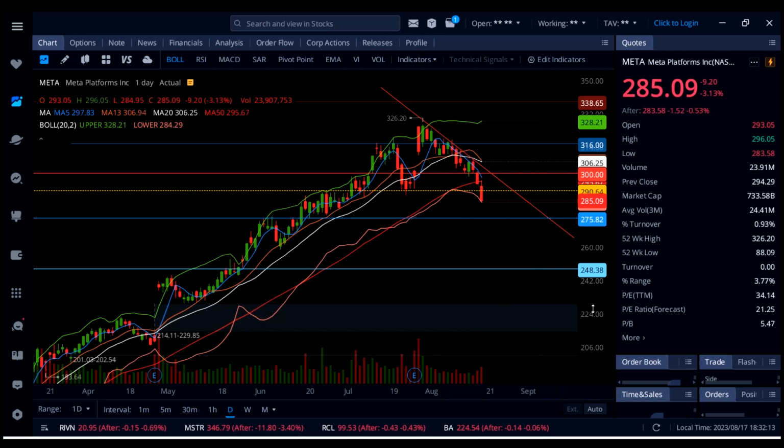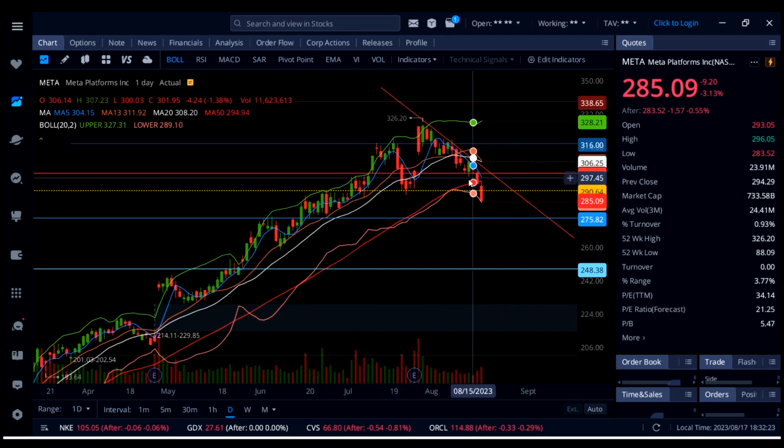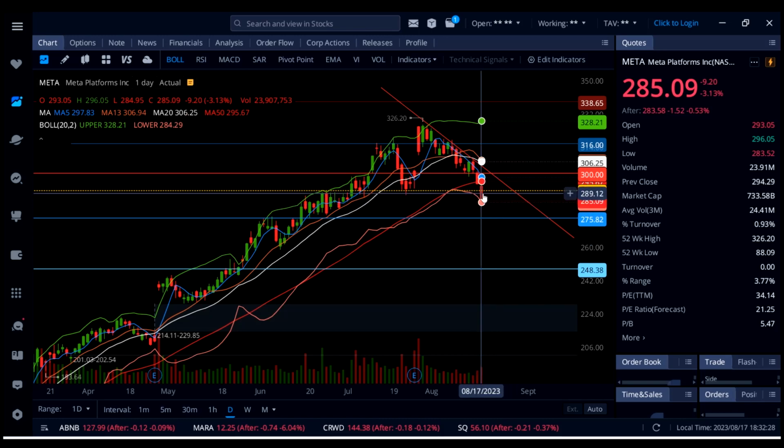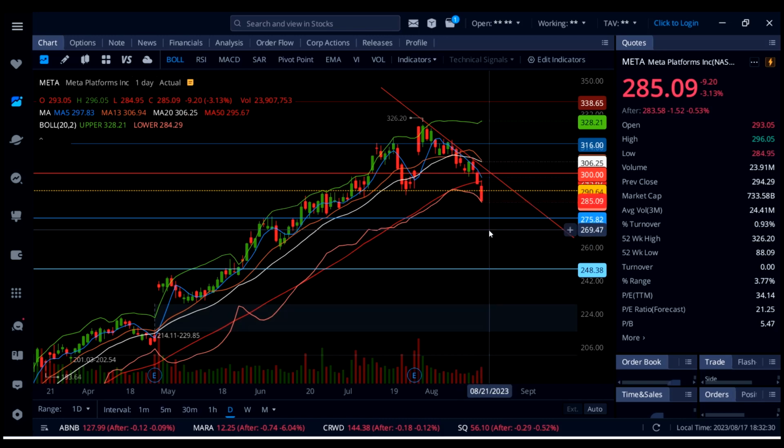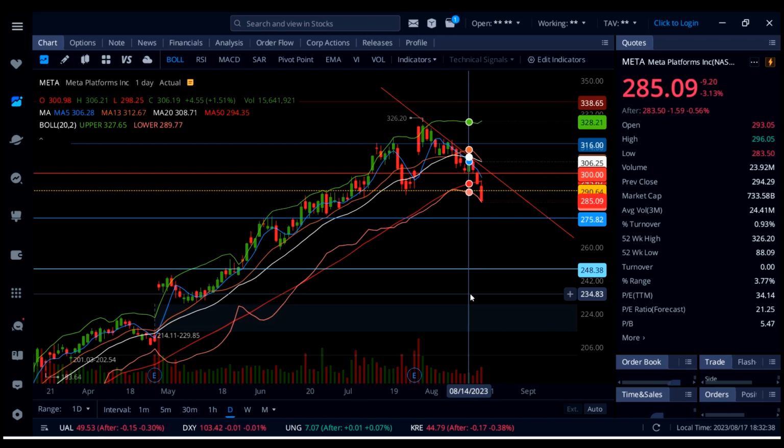To the upside, Meta needs to break 290, and only if that happens, you're going to see a quick trip up to 295.67 and then possibly up to even 300, and that would be a dead cat bounce on Meta. Below 290, definitely it's going to come all the way down to 275 to 276, and if that gives up, you're going to see a lot more downside on Meta.